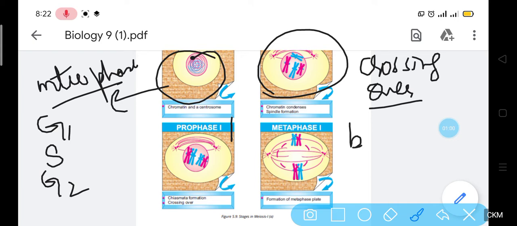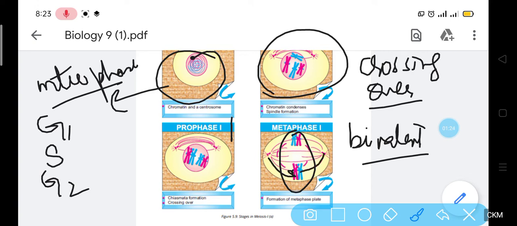After this crossing over, the chromosomes in the bivalent, or tetrad, condition arrange themselves in the center of the cell, at the equator of the cell, and that will be known as the metaphase plate. You know about the spindle fibers, which we have already discussed: those fibers which attach to the protein are known as kinetochore fibers, and those spindle fibers which attach to each other from the opposite pole are known as non-kinetochore fibers.